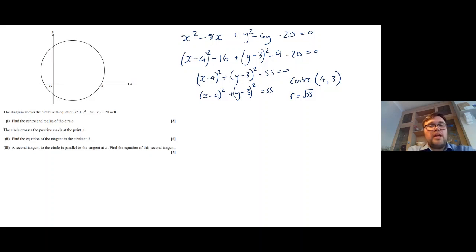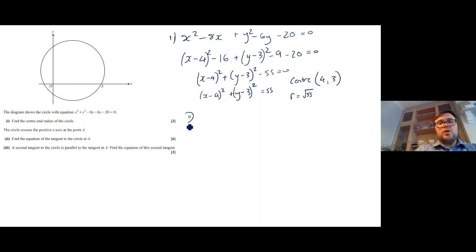So the center is 4, 3, and we have: the circle crosses the positive x-axis at the point A. Find the equation of the tangent to the circle at A. Okay, so in doing so, we will just carry on anyway. So this is point 1.